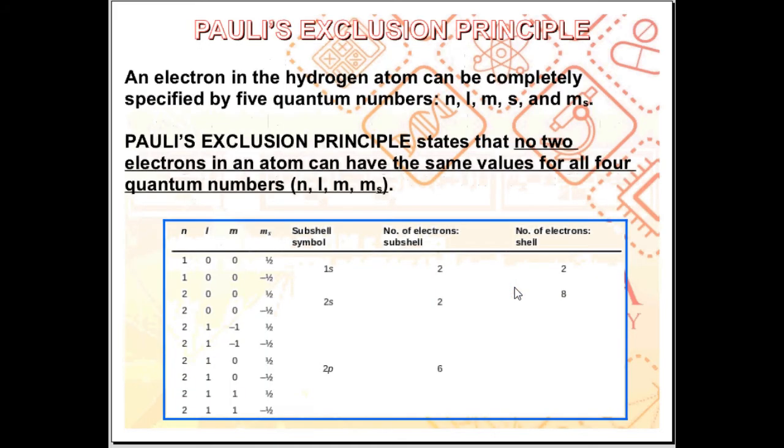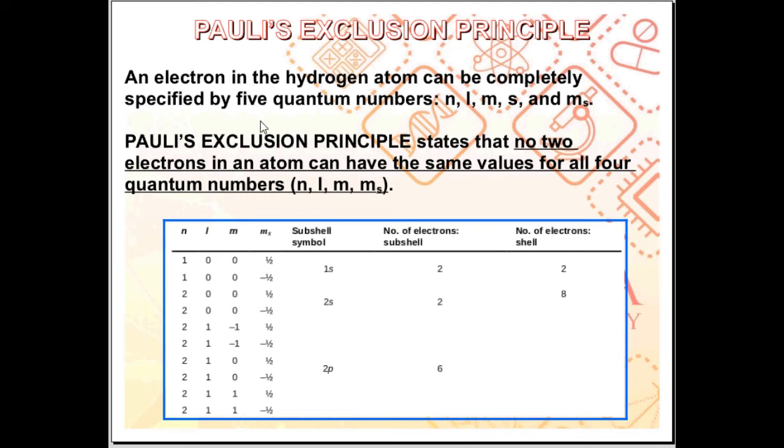Next, we have the exclusion principle, or Pauli's exclusion principle. An electron may be completely specified by the 5 quantum numbers that we have covered so far. This is particularly applicable for the hydrogen atom, but we can also apply it to the electrons of other atoms. And the 5 quantum numbers we have covered so far are n, l, m, s, and m_s. So an electron in an atom, or in this case, the hydrogen atom, may be identified using the combination of these quantum numbers.